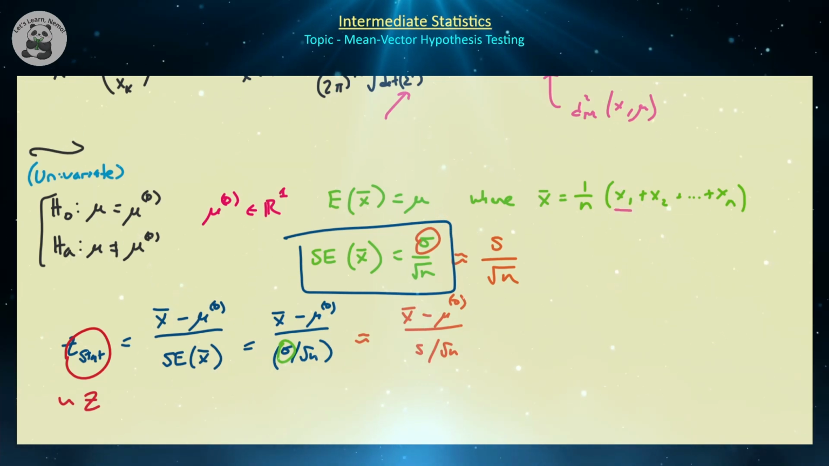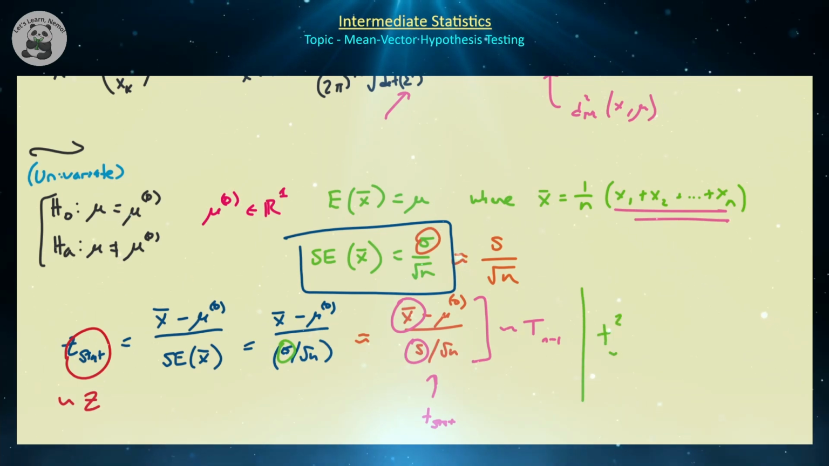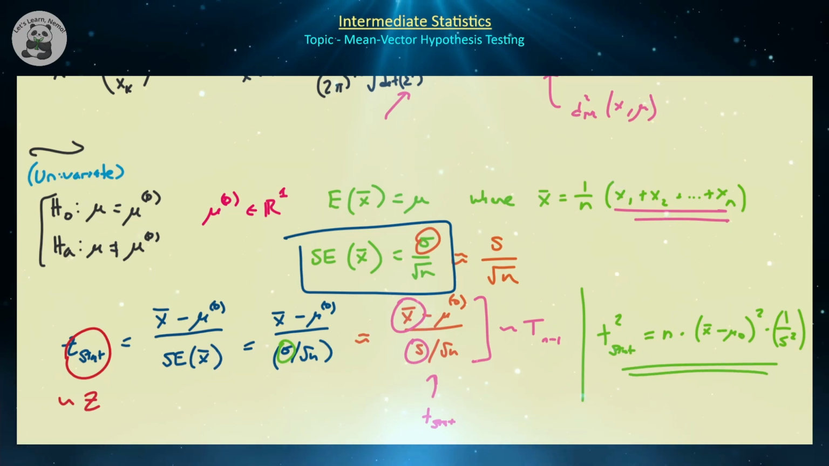We know that if these xj's are normal, then x bar is normal, s will follow a chi-squared, and that quotient will follow a t(n minus 1) distribution. So we usually call this a t-test statistic. If that is the case, then we can also consider what we call a t-squared test statistic, which is just the square of a t-test statistic. And if we look at that formula in rearranged form, that's just going to be equal to n times (x bar minus mu0) squared, times 1 divided by s squared in expanded form.